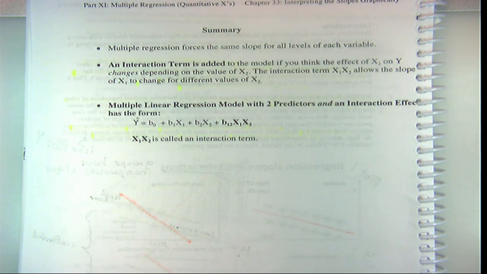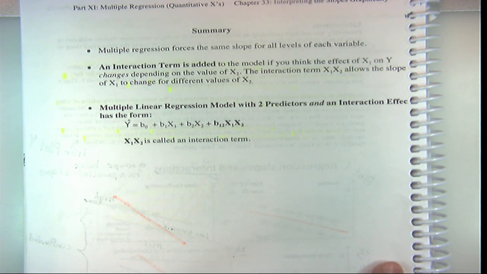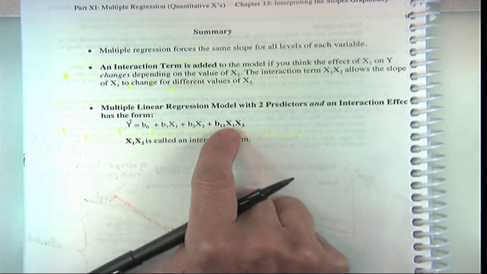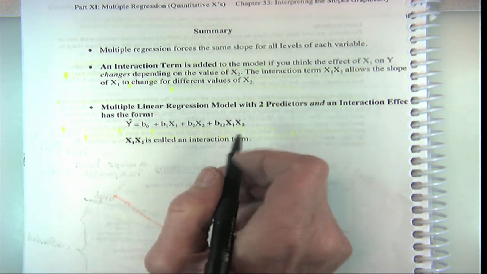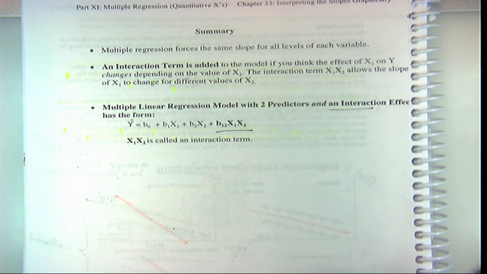So for the summary, if we wanted to add an interaction term, to look at the effect of homework and exams together, we'd have to use this multiplicative term. That would be an interaction effect. Okay?